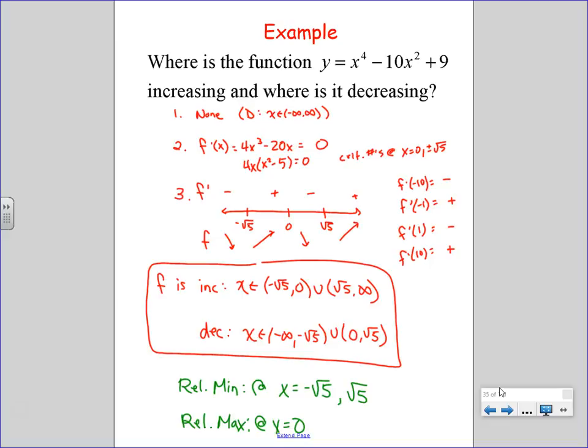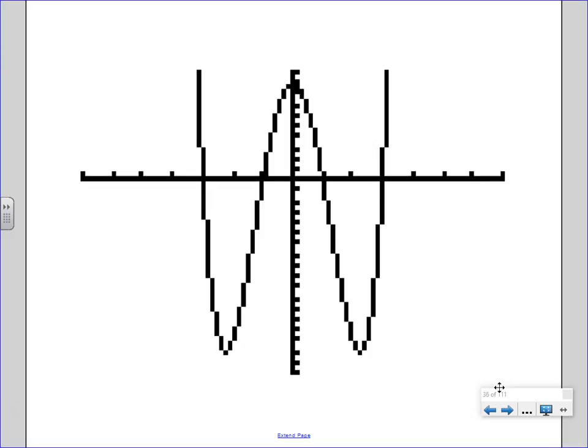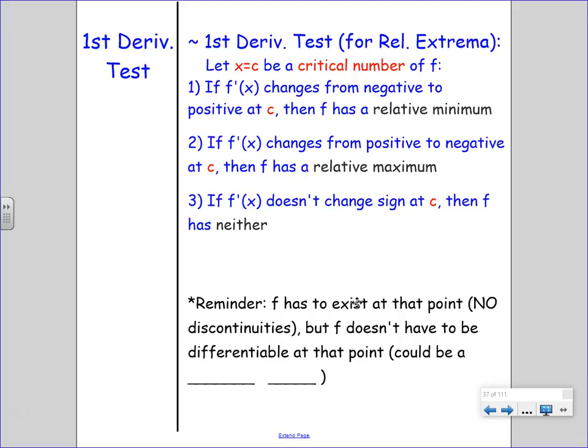Now, I'm going to show you the graph real quick. I think we saw it yesterday. It kind of makes sense. We have a relative min. If we were to actually plug it in our calculator, it would be negative root 5, a little bit past negative 2, and positive root 5, a little bit past positive 2. But our point wasn't to graph quite yet. But there is something to help us with what we were talking about at the very end of yesterday.